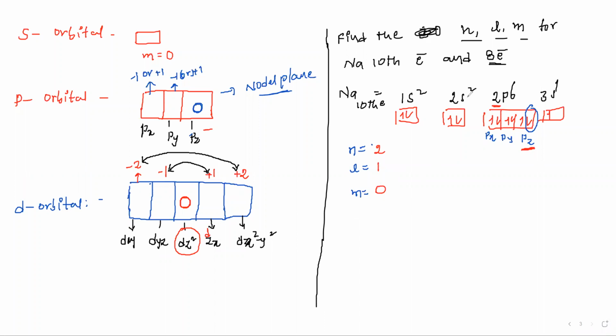And one more for the 8th electron. Okay, we have to find for the 8th electron. 1, 2, 3, 4, 5, 6, 7, 8. 8th electron, this one.